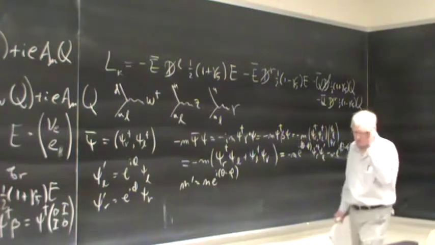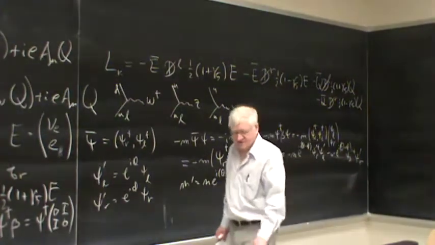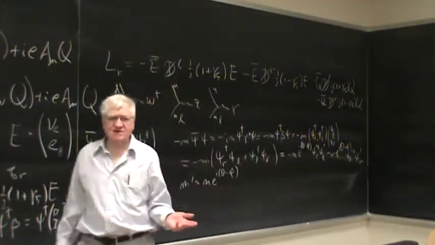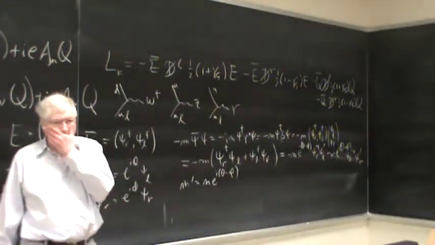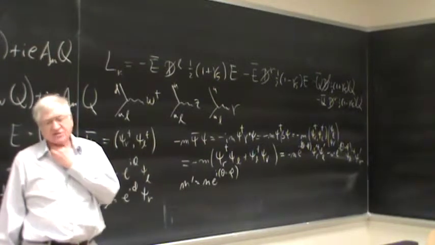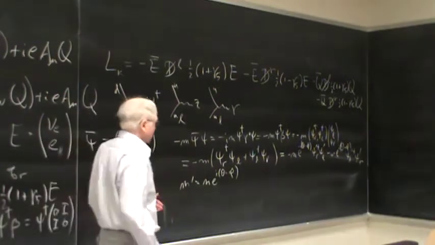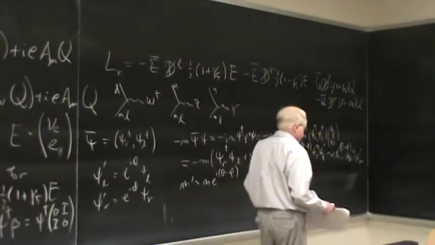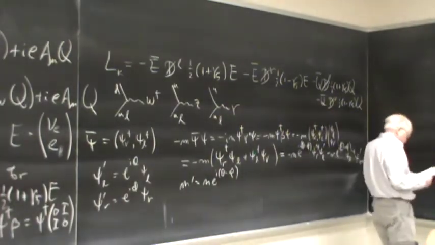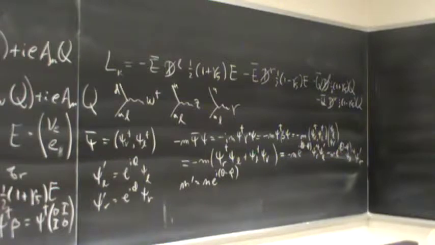So I've now shown you why the statement I made a couple of weeks ago is actually true, that the phase of a Dirac mass term doesn't matter, because you can change it by screwing around with the definitions of the fields.